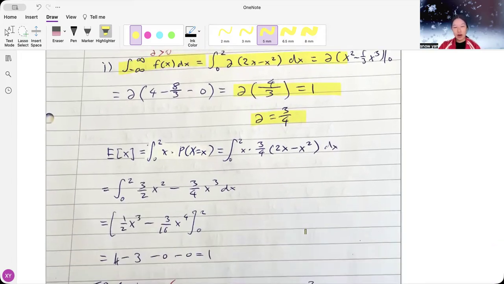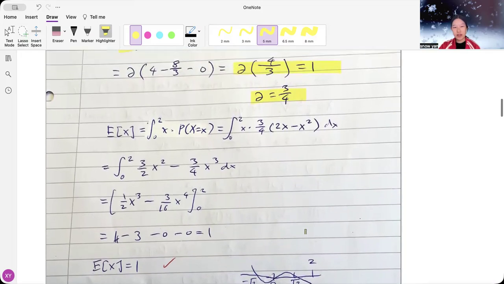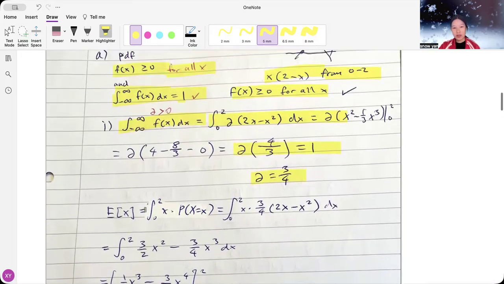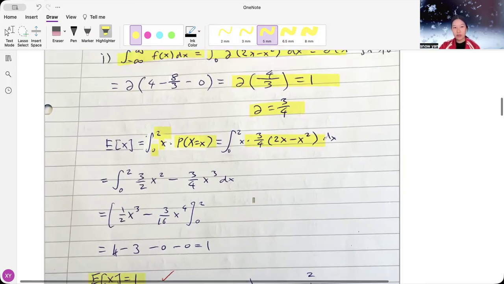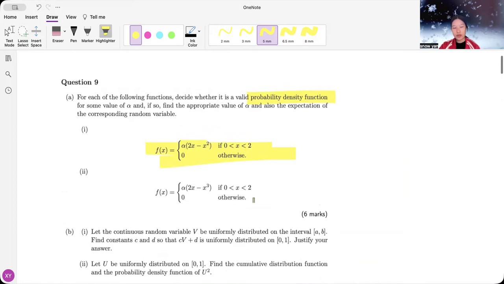And then we're asked to find the expectation of this. So the expectation would be just the integral from 0 to 2, because we're in that range, right? Everything else is 0, so it wouldn't matter. The integral of x times p of x. Plug it in here, solve the integral, and we get that the expectation is also equal to 1. So we're done with this part.